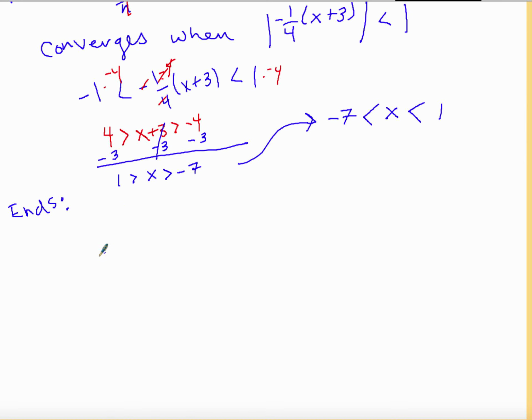Let's start with x equal to negative 7. If x is equal to negative 7, then I'm going to have the sum of negative 1 to the nth power times n times (negative 7 plus 3) all to the n power, divided by 4 to the n. Well, this is going to stretch out and simplify.